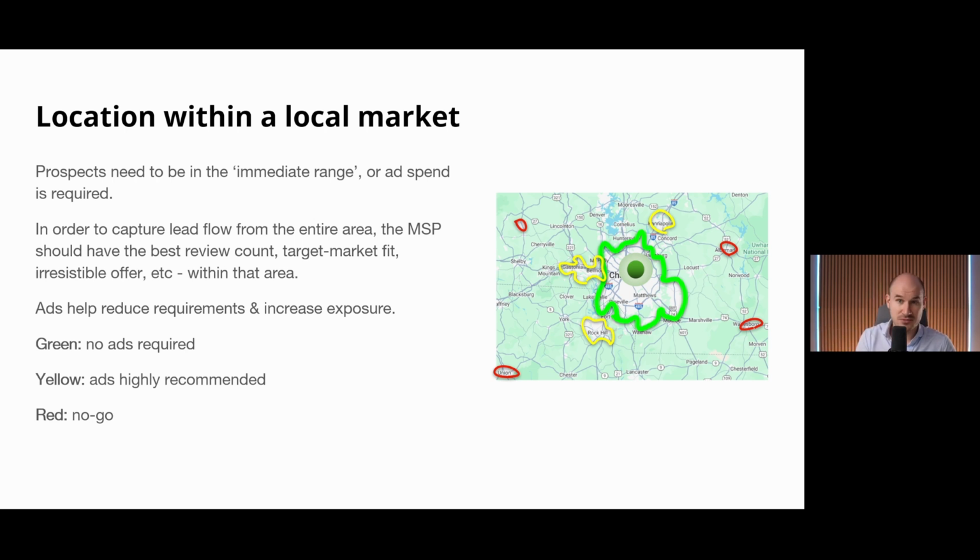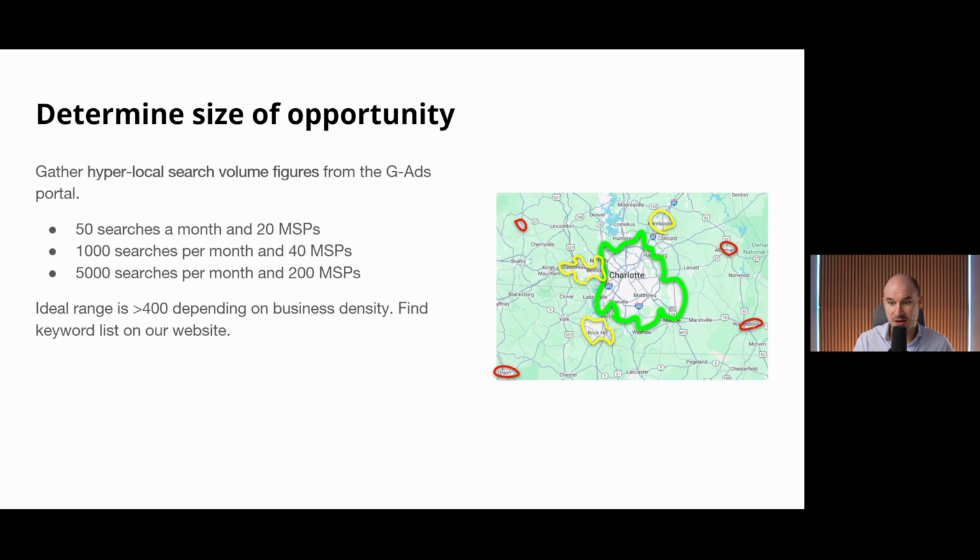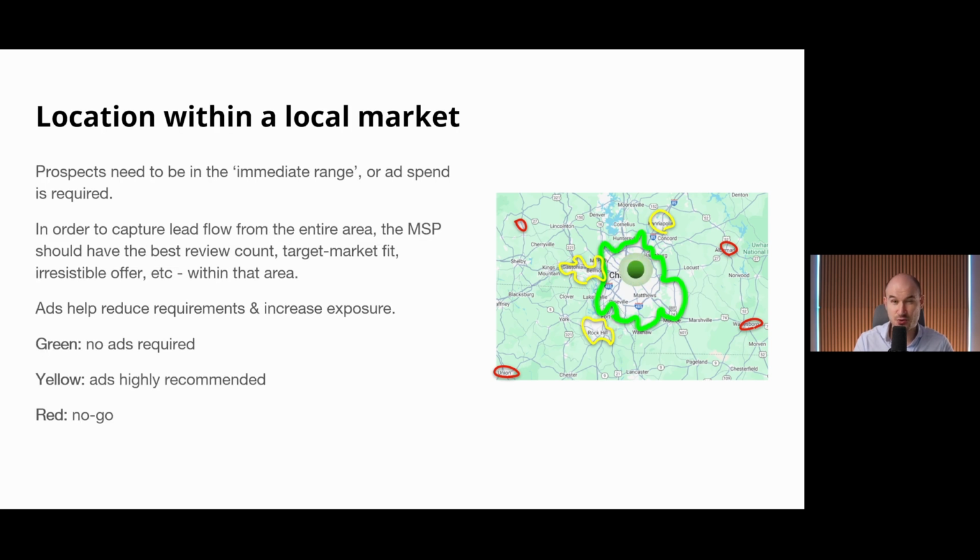So if you're in the green, you wouldn't necessarily have to start with ads, although you could maybe if you want to immediately have lots of visibility. But if you're in the yellows, you almost certainly need it. And if you're in the red, you're probably in a too unattractive location and you'd want to reposition your MSP to another market. So now we know, 1, how much search volume there is. 2, do we need to run ads, and where is the competition situated?